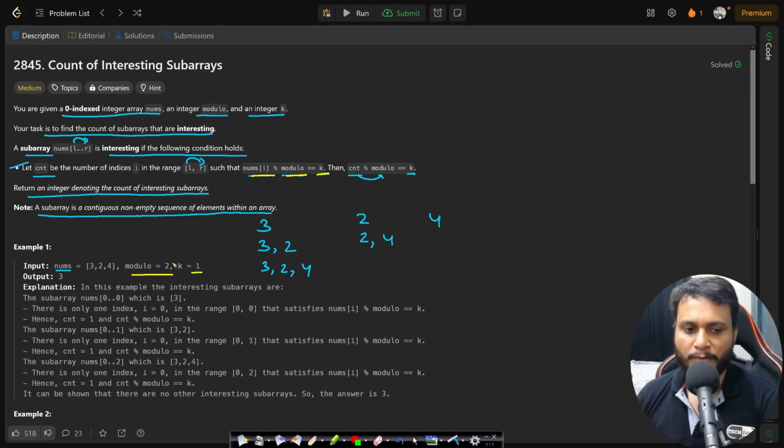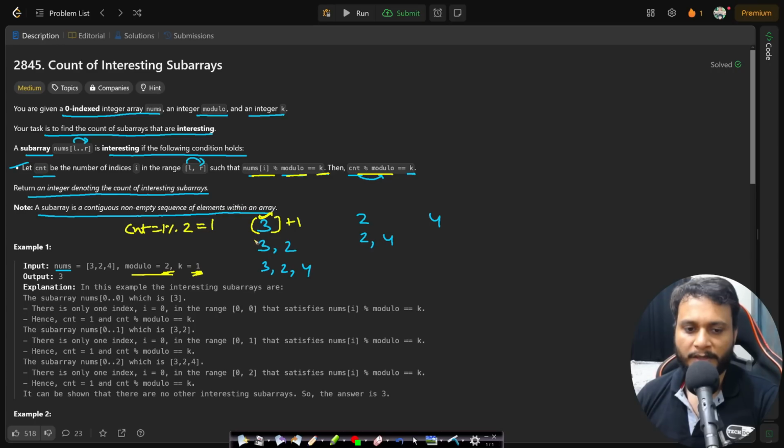So if you take 3 mod 2, that is equal to 1, yes. So this is an interesting element. So in this subarray, there is one interesting element. Okay, so the count is 1. Now if you take 1 mod of 2, that means count mod modulo, is it equal to the given k value? Well, yes. And that is why this is an interesting subarray, and you will add plus 1 to the count.